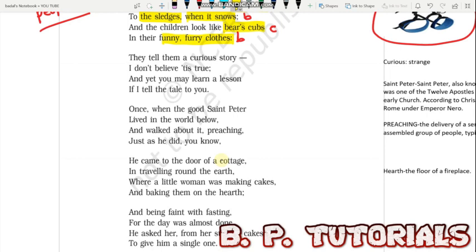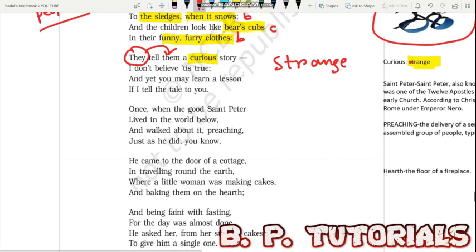They tell them a curious story. That means the people of that particular area tell the other people of the area a curious story. What is curious? Curious here means strange. A story which is a strange one, not at all a common story which we hear here and there.